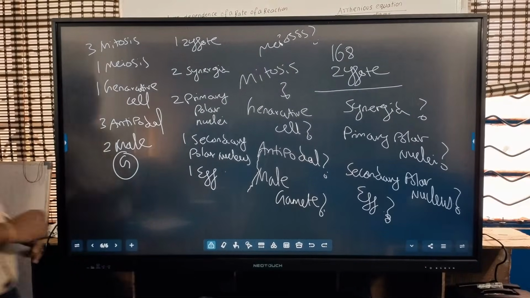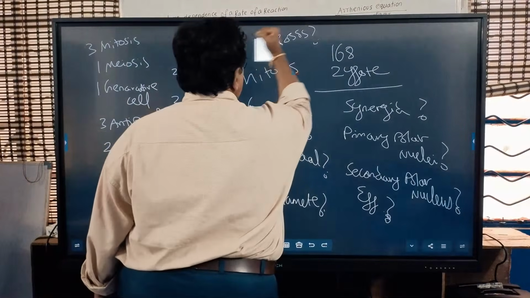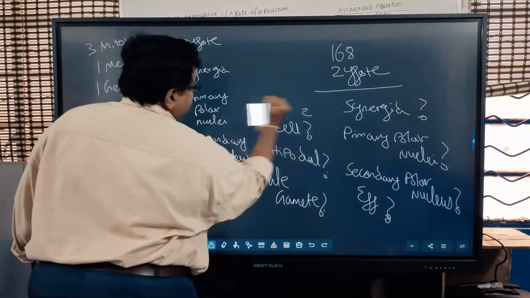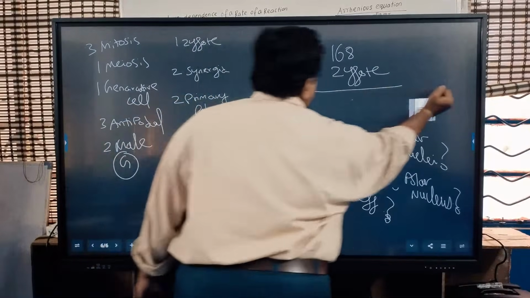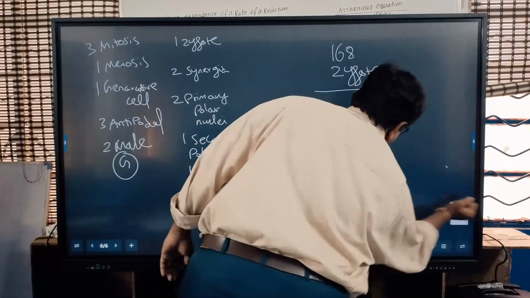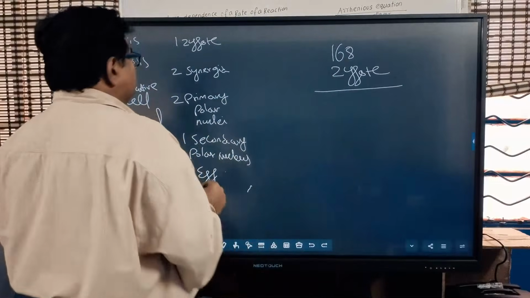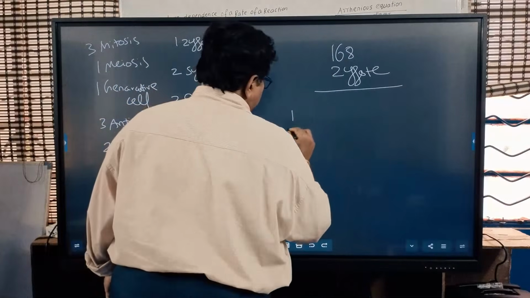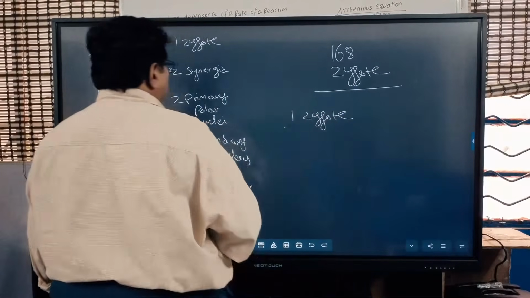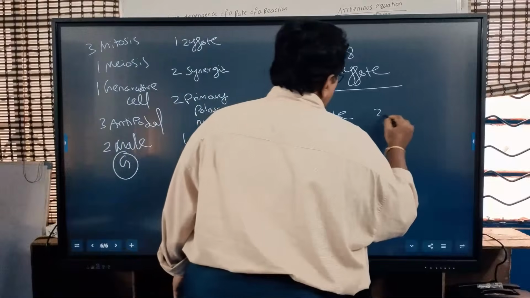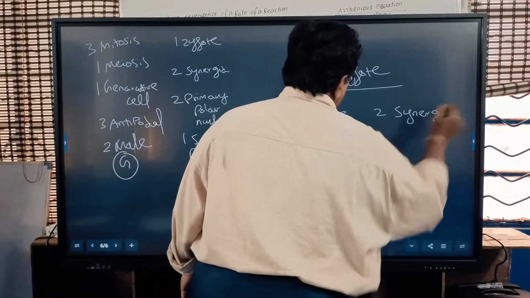Now, one question I will solve for you. Remaining things we can solve very easily. Totally, how many parameters did they ask? Totally 12 parameters. So what I will do is work out on synergids. For making one zygote, I require two synergids.